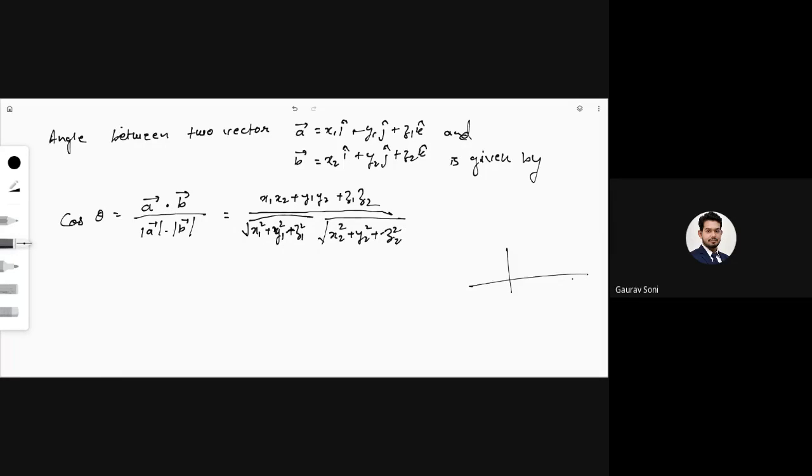Okay, so that's it for today. This is all about the basic things of vectors. In tomorrow's lecture, we'll start with vector differentiation, and later we'll do vector integration.